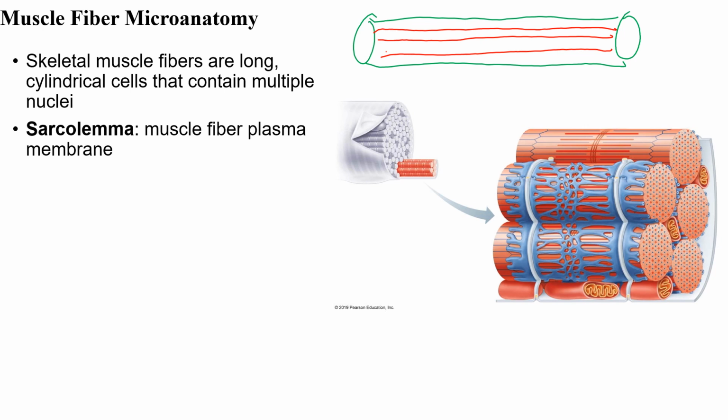We'll start using some new terms. And remember, I told you sarco means muscle. So the sarcolemma is going to be the plasma membrane of the muscle cell, okay? This right here, this outer layer that looks whitish, is going to be the sarcolemma.